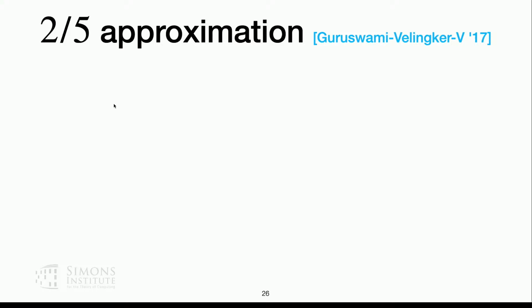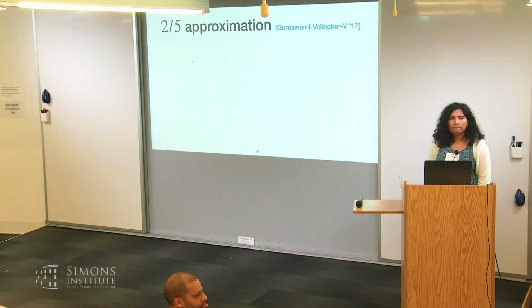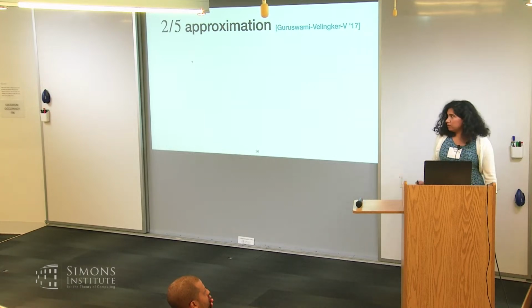Wait, so even for max cut, if you go below order n space, is this 0.48 thing the best? Like your algorithm implies a 0.48 something for max cut, and is that the best? Thanks a lot for the question.